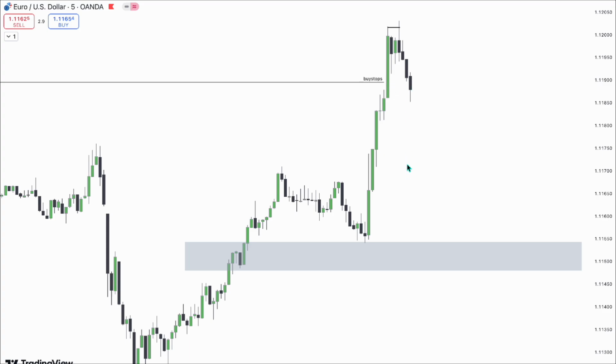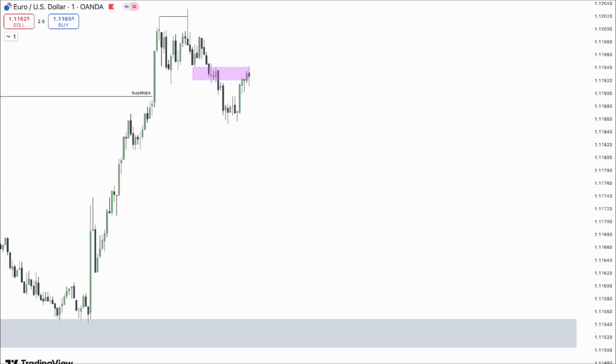It creates a new fair value gap, which we can use as internal liquidity, so we wait for the price to retrace back to that fair value gap. Finally, the price retraces back to the fair value gap, and it respects that area. Now let's switch to the 1-minute chart to execute our trade.